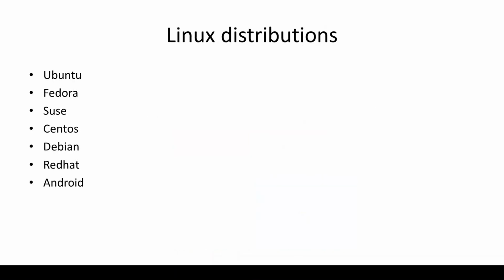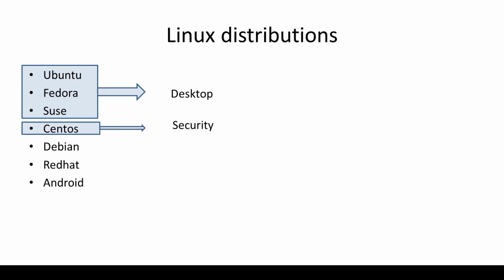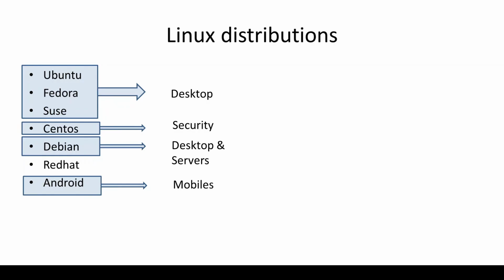Here are a few Linux distributions I have shown. Ubuntu, Fedora, and SUSE are mostly used for desktop. CentOS is meant for security, so it is used more in security-critical domains like banking and servers. Debian is highly used for desktop and servers. Red Hat is commercially used for desktop and servers, whereas Android is mostly used in mobiles.